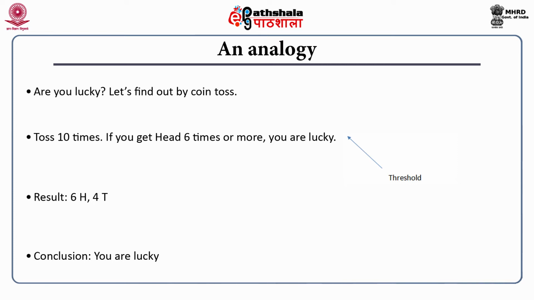Had my earlier conclusion been if you get 5 times or more head, you are lucky, then again that is absolutely fine. But had my earlier theory been 8 times or more head, then the result says you are not lucky. So you cannot actually change your threshold value, from 6 times to 8 times. That tweaking is not possible. So that is how scientific hypothesis testing works.